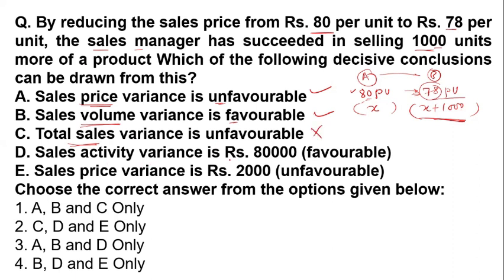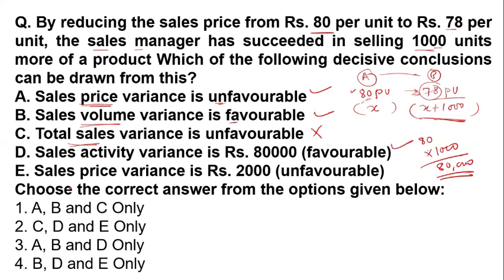And the sales activity variance is rupees 80,000 favorable. How is it possible? Because he sold the unit at 80 rupees per unit, and he succeeded in selling 1000 units more. So the 80,000 is in his favor, so that's why the sales activity variance is rupees 80,000 favorable.